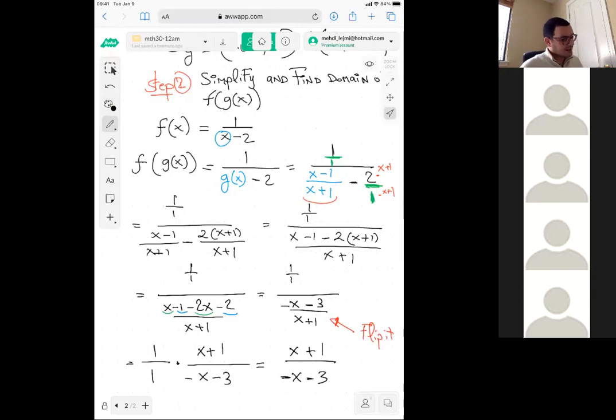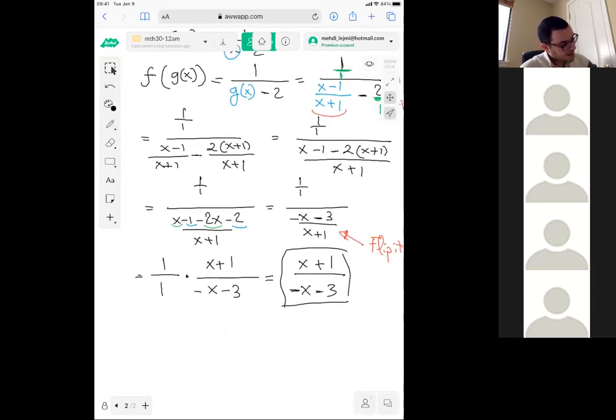Right, so that's f of g of x after simplification. So that's like the f of g of x. Now you're done. I mean, there's nothing else you can do here. So now I have to find the domain of this thing here. So I have to define the domain of this.